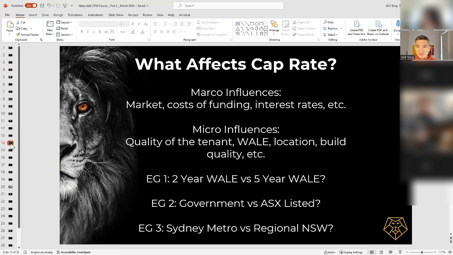So just as a couple of examples, and feel free to unmute because I want you guys to answer this question. If you were presented with two identical properties, but one of them only has a 2-year WALE versus another one that's got a 5-year WALE, which one do you think would have a lower cap rate?